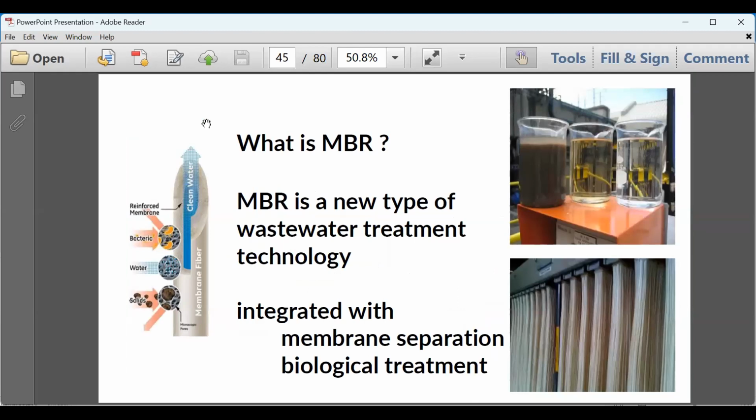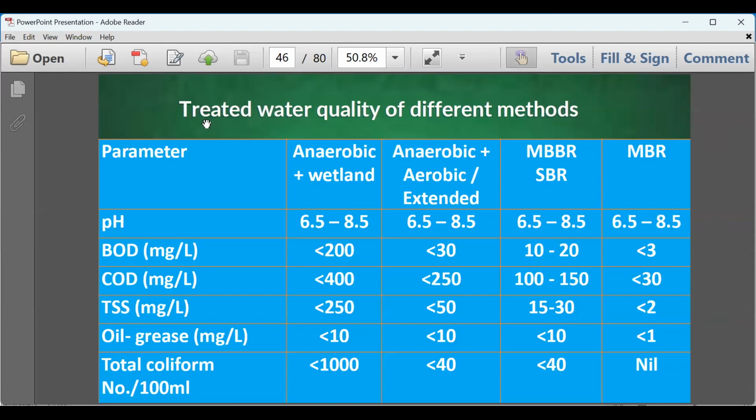MBR is a new type of wastewater treatment technology. We will discuss this method in depth after the next couple of slides. Therefore, I am not explaining more here. In the next slide, we can see the different water quality we can gain from different methods.